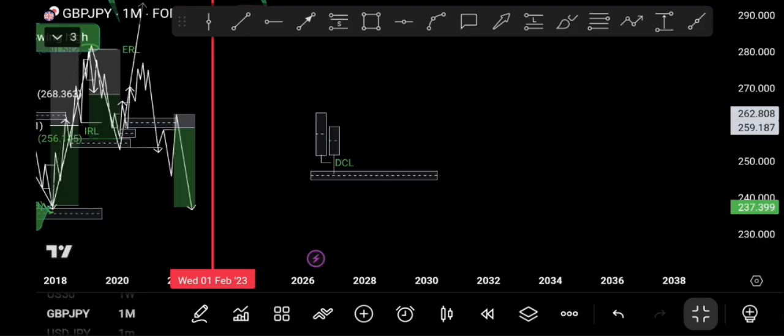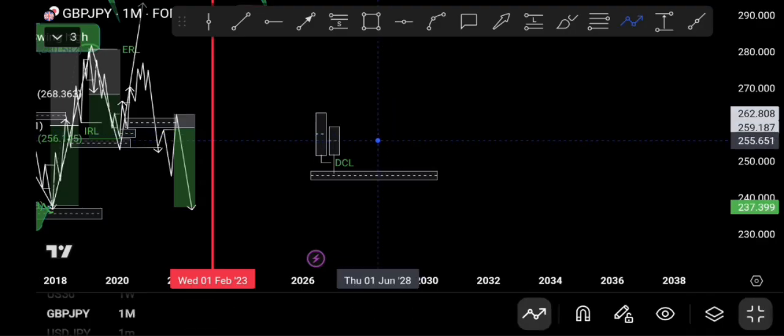Now after the daily candle has given you a liquidity or a rejection from that zone, you want to move down to your 4-hour time frame and look for your 4-hour time frame breakout. This is how you see. You want to see something like this.